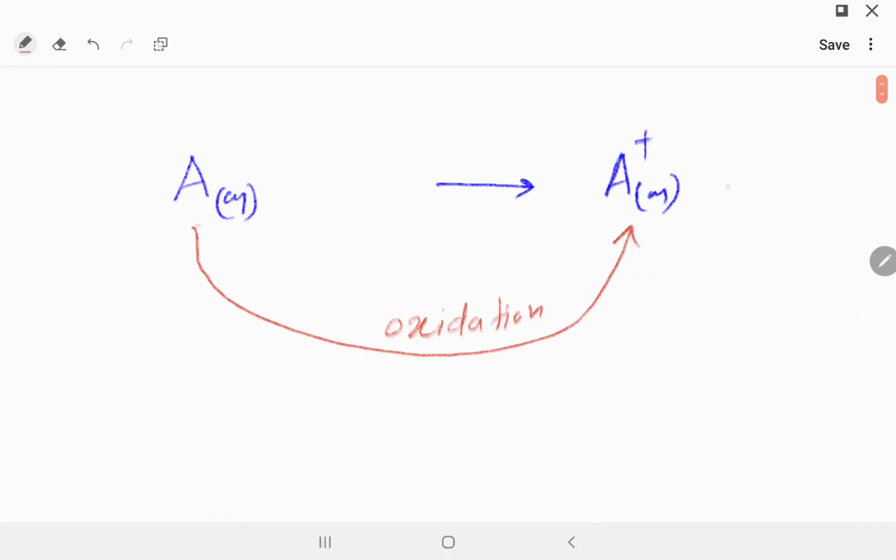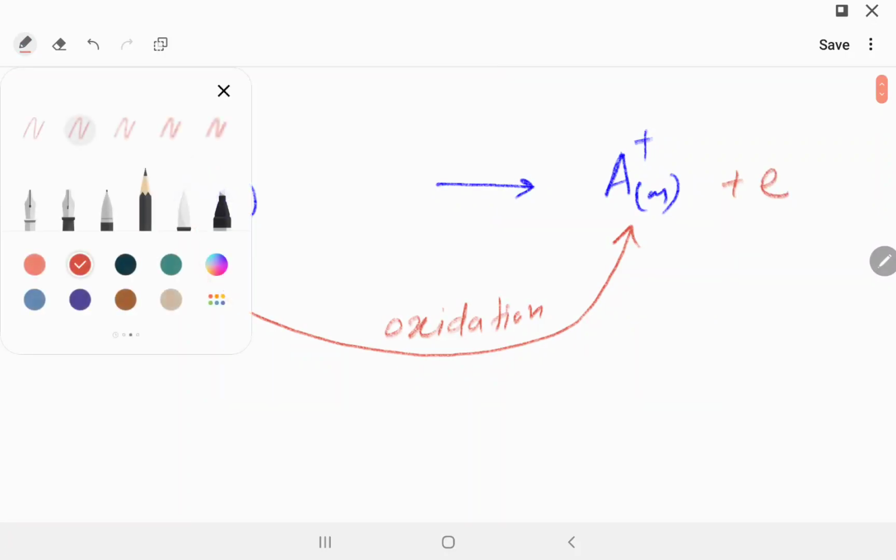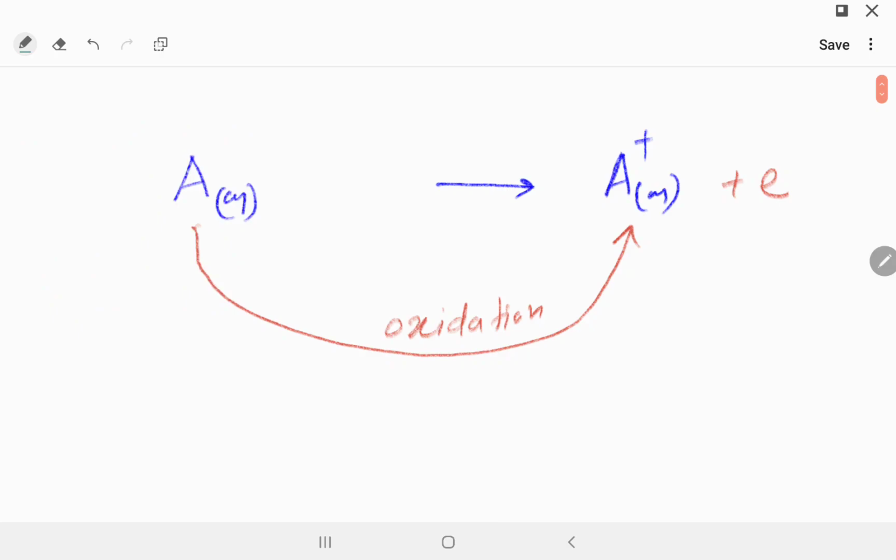And here is that electron that it lost. So now let's talk about reduction. So let's say you have something called B in this same reaction, and B is basically gaining this electron. So let's remove that electron and give it to B. So if B gains an electron, it becomes B minus.